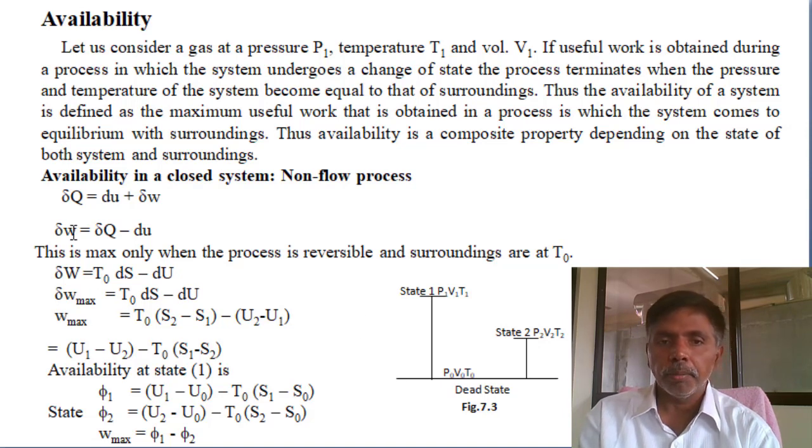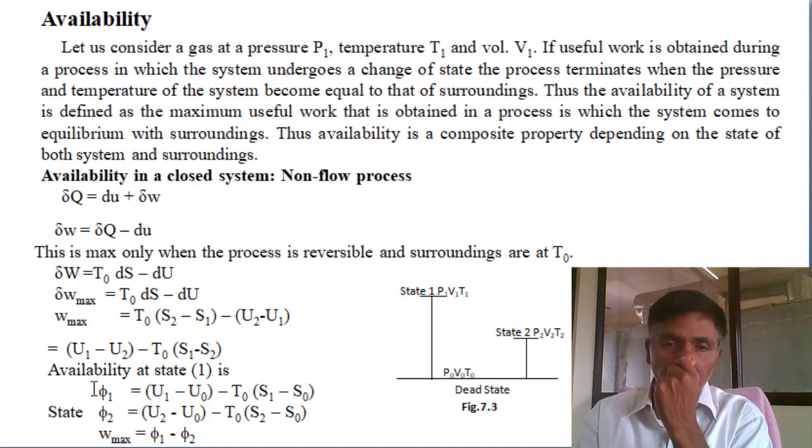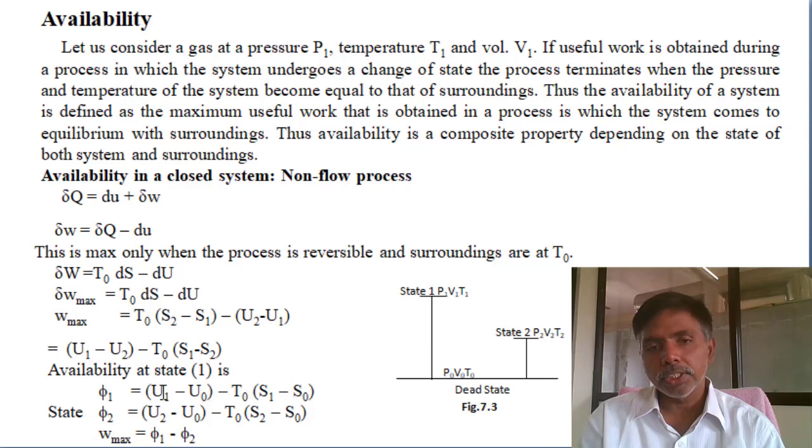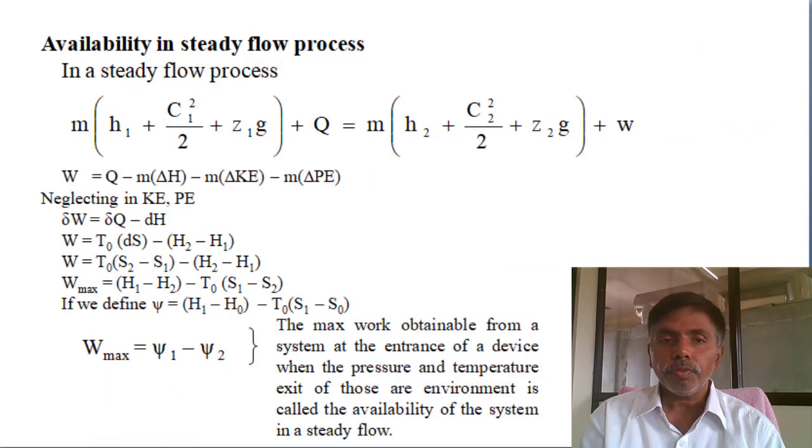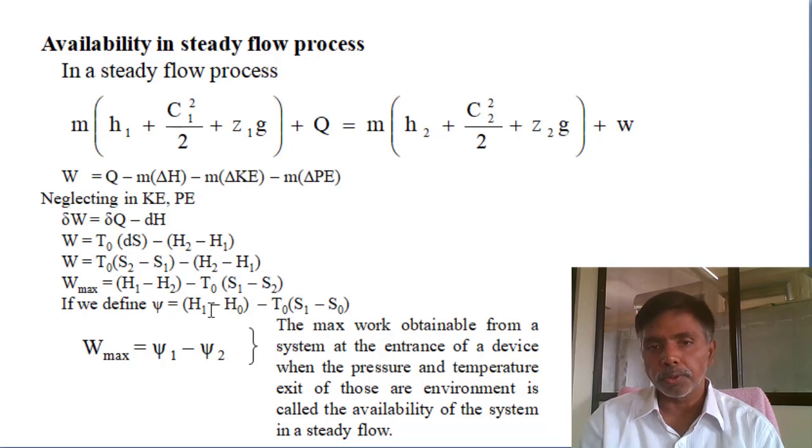How do we calculate the maximum work output? dW equals dQ minus dU. We get work max at minimum heat transfer. Minimum heat transfer, that is minimum heat loss, occurs at T0, the dead state condition. T0 dS minus dU, T0 into S2 minus S1 minus U2 minus U1. Finally, work max equals U1 minus U2 minus T0 into S1 minus S2. Availability of the initial state is U1 minus U0 minus T0 into S1 minus S0, and availability of the second is U2 minus U0 minus T0 into S2 minus S0. Work max equals Phi1 minus Phi2. Like that for the steady flow process, instead of internal energy we get enthalpy. The flow process is the same.